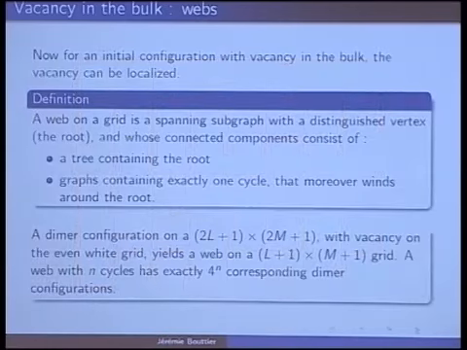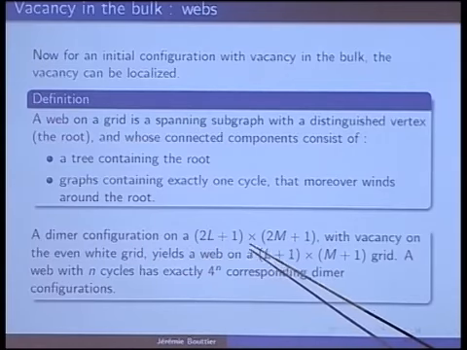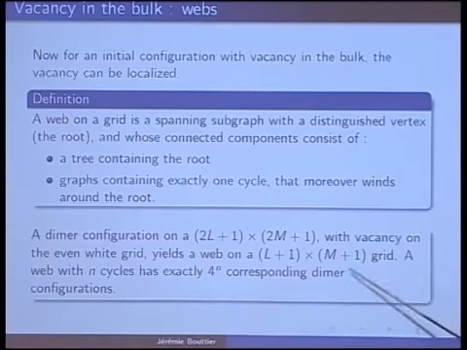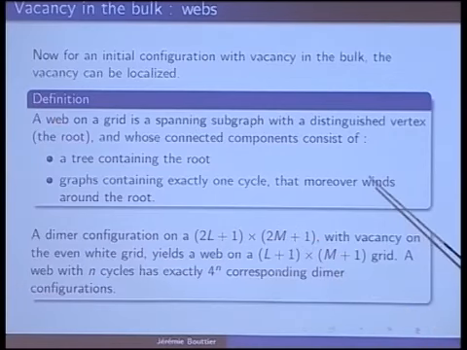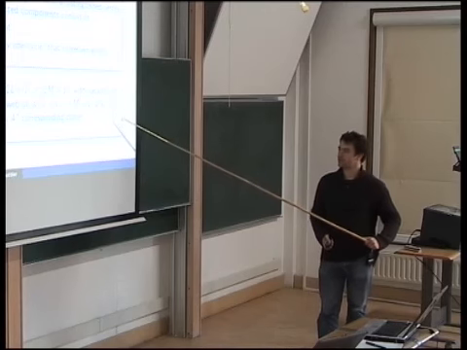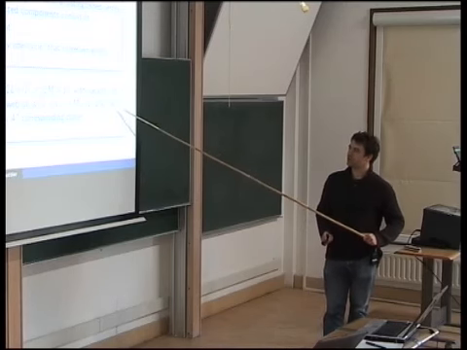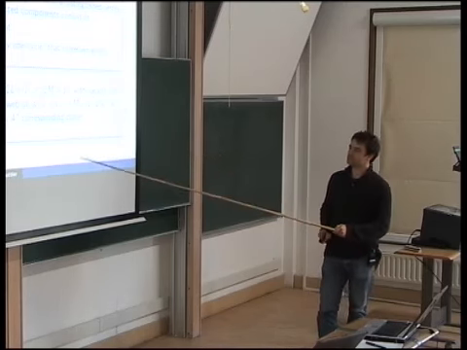So you are saying there never can be a loop that is not surrounding the root? No. For the same reason as the bijection works. And this dimer configuration on a grid with a vacancy, in the case of the even white grid, gives what I call a web on the subgrid with two times fewer sites.